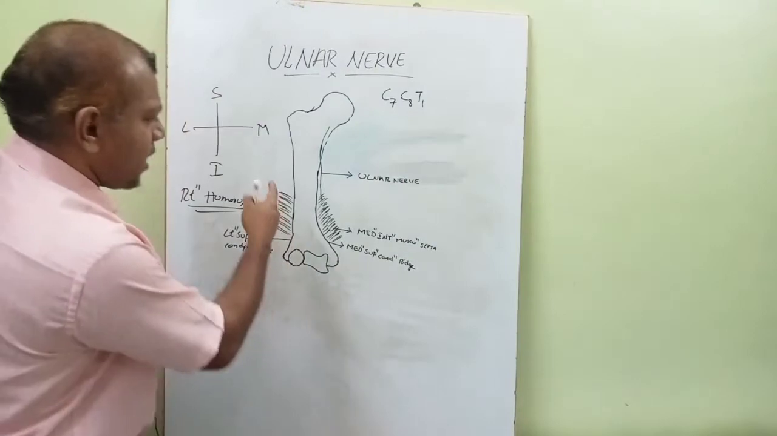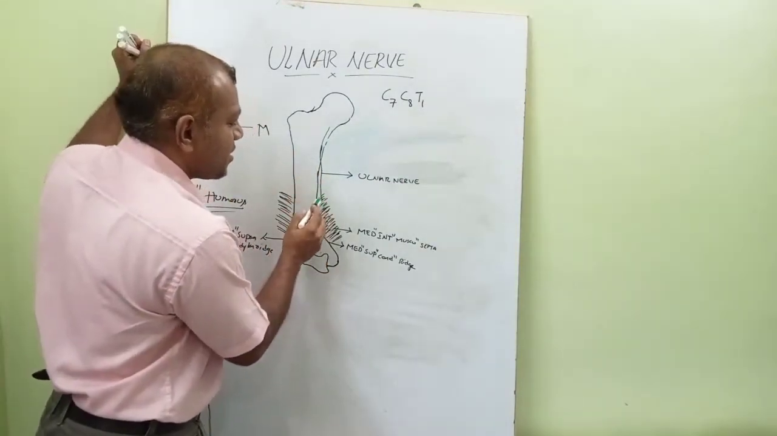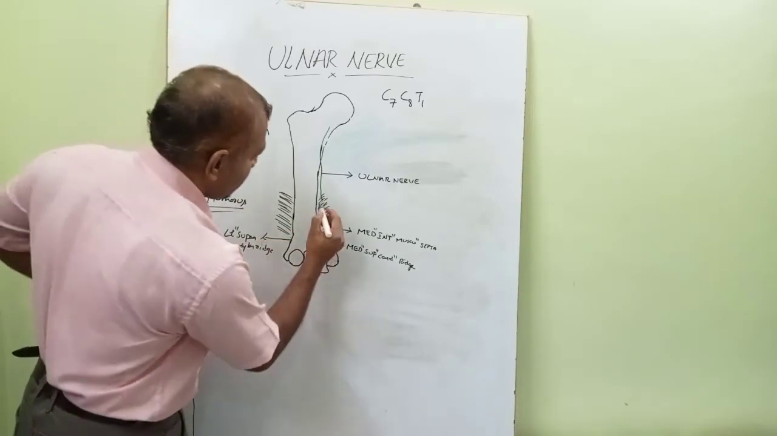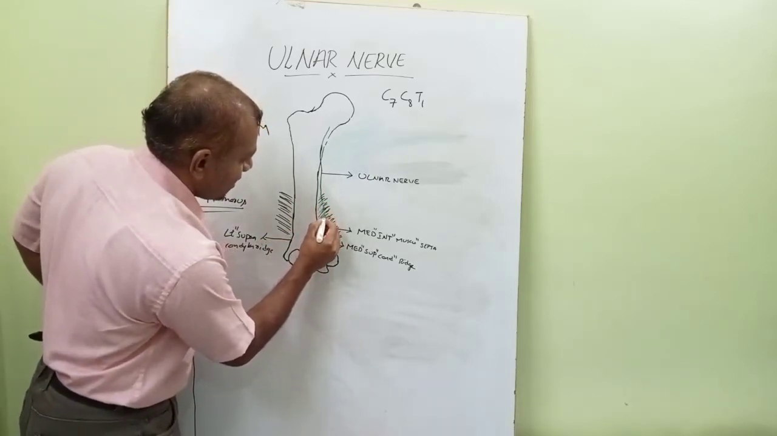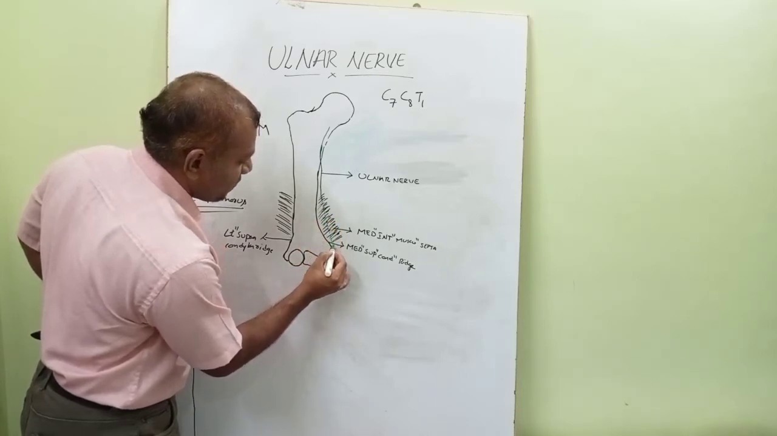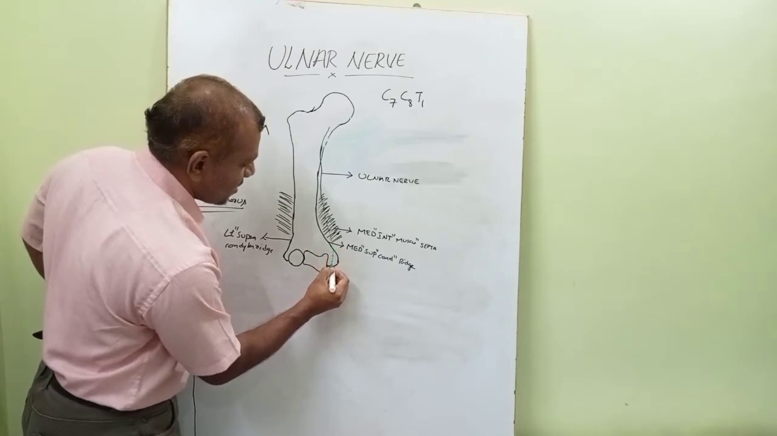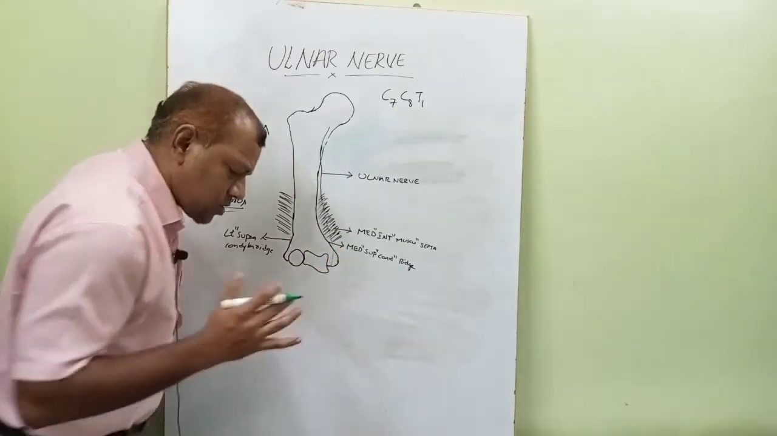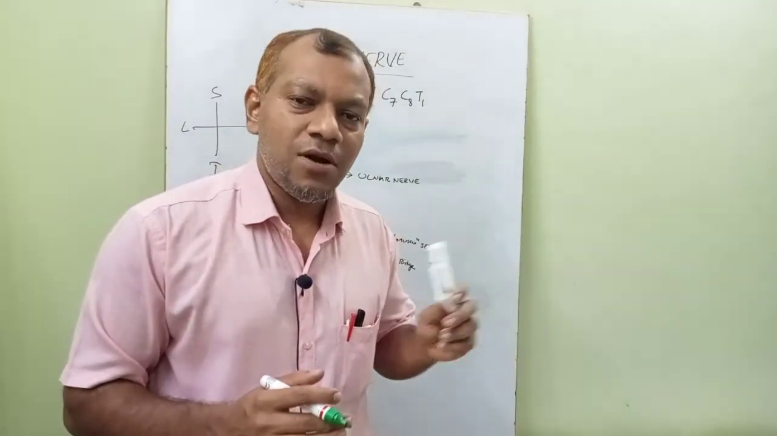So this ulnar nerve runs along with the superior ulnar collateral artery and pierces the medial intermuscular septa. Then, as I am showing with the dotted line, it runs posteriorly towards the medial epicondyle of the humerus and crosses the medial epicondyle. Yes, it is in close contact with the posterior surface of the medial epicondyle of the humerus.